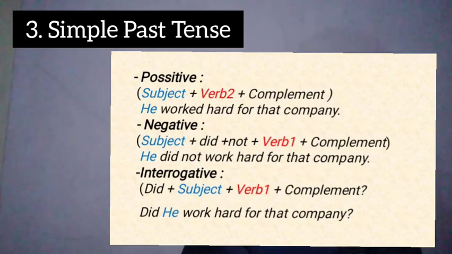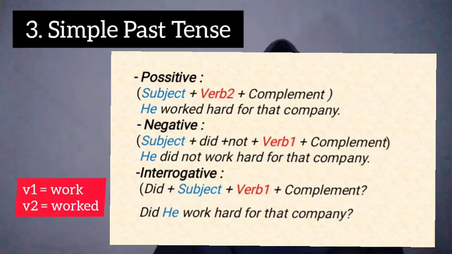For negative sentence, you have to put subject plus did plus not and back to verb 1 and complement. So the example is he didn't work very hard. So you can hear the difference. Verb 1 is work and verb 2 is worked.